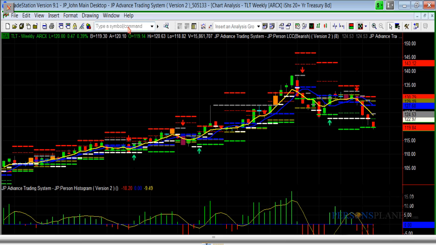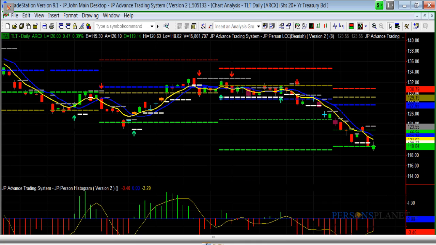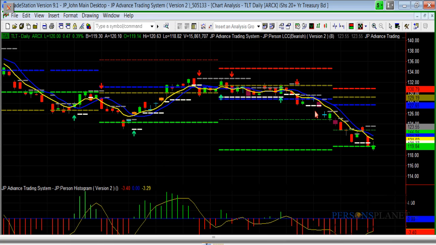Now, this is the TLT, and my momentum histogram is showing that it's running out of speed to the downside, which typically, I'm not saying that bonds are going to regress straight back up. But what I am saying is that typically we go from a phase where we go from a trend, and then we go into a pause. And I think that's what this market's going to do, go into a little bit of consolidation.